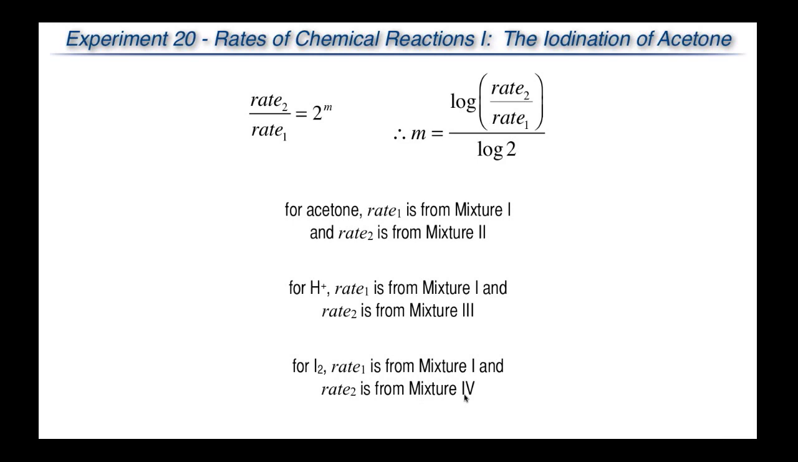Okay, that's it. I hope this helps out. The lab should go relatively smoothly. There's a little bit of math and quite a bit of calculations that you have to do, but they're all pretty straightforward. Okay, so once you get all of your rate data, you can go ahead and calculate the order of reaction with respect to acetone, which is m, with respect to iodine, which is n, and with respect to hydrogen ion, which is p.